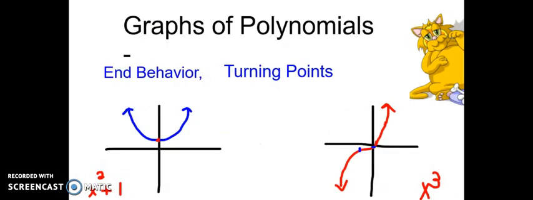So when we describe polynomials, we're going to talk about end behavior: where they start, where they end. So I have x squared plus 1, which is a parabola. This starts up, ends up. The number of turning points: if I go from here, that's 1, and then it changes, that's 2. If I have x cubed, I'm going to start down here, and then it's going to curve and end up. So I start down and end up.